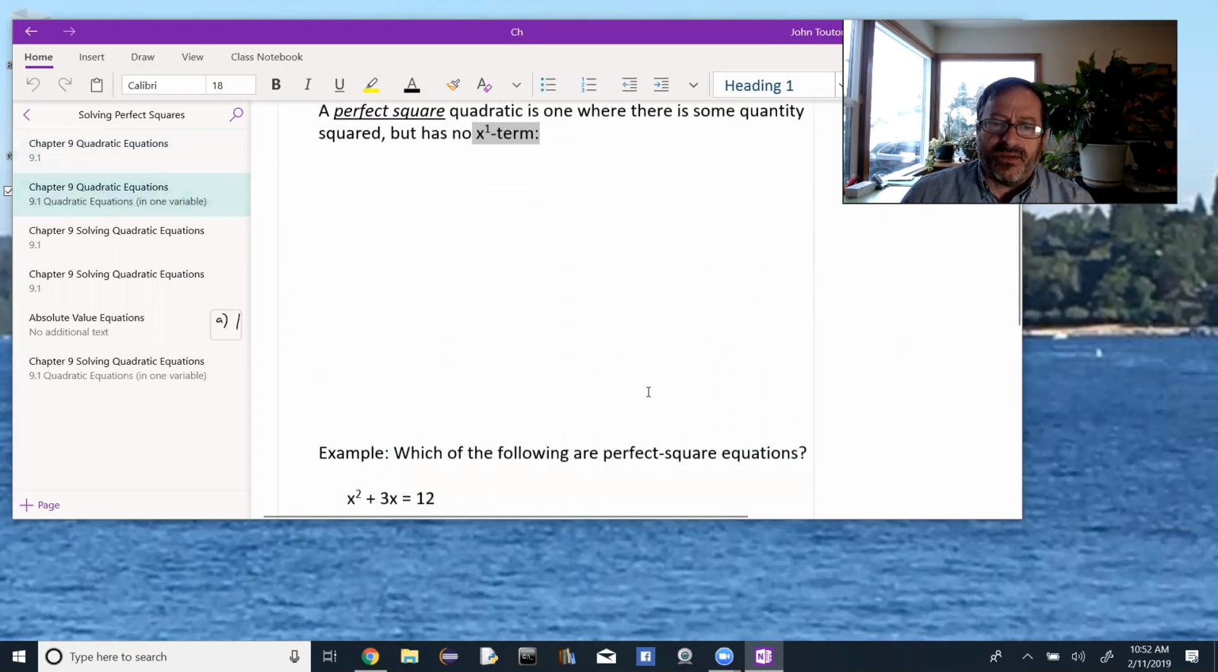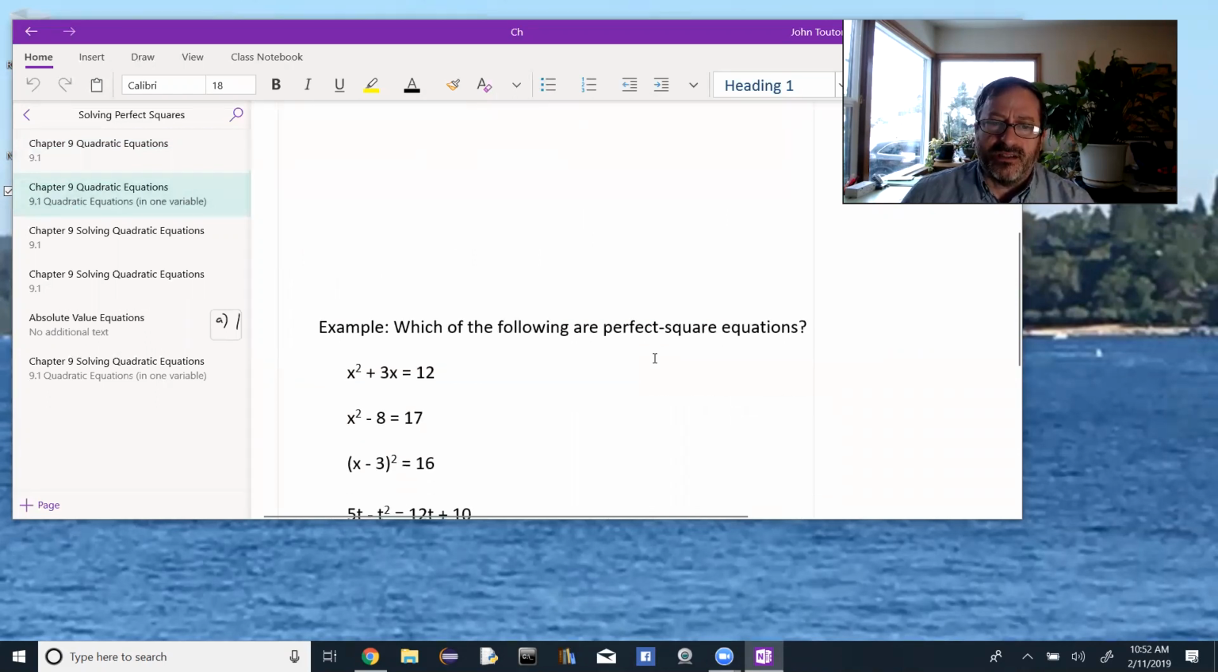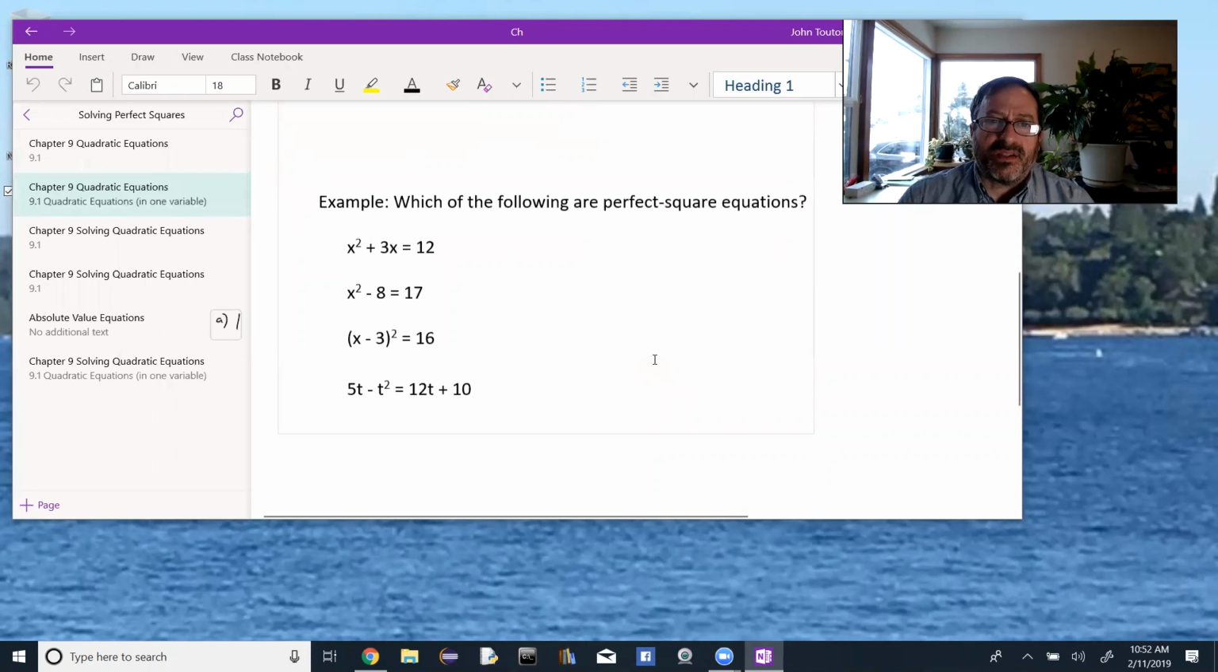So we could look at an example that says, which of the following are perfect square equations? x squared plus 3x equals 12. x squared minus 8 equals 17. The quantity x minus 3 squared equals 16. 5t minus t squared equals 12t plus 10.